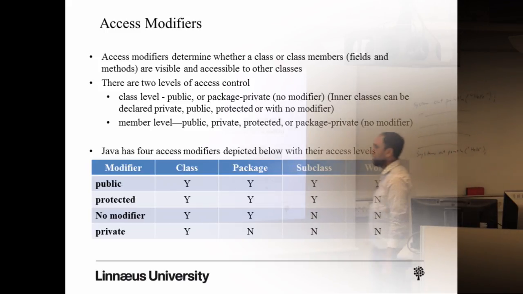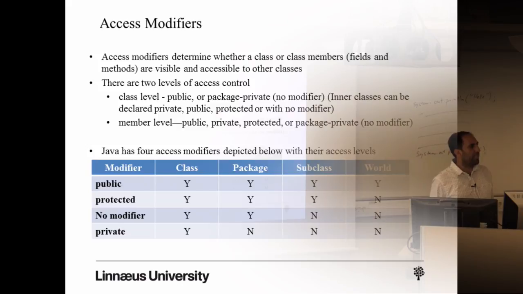So in that case, we use a protected keyword. Protected members can be accessed by the class itself, by other classes within that package, and also by subclasses. And if you want to put no restrictions and make a method or attribute accessible by all other classes, then we use the keyword public.